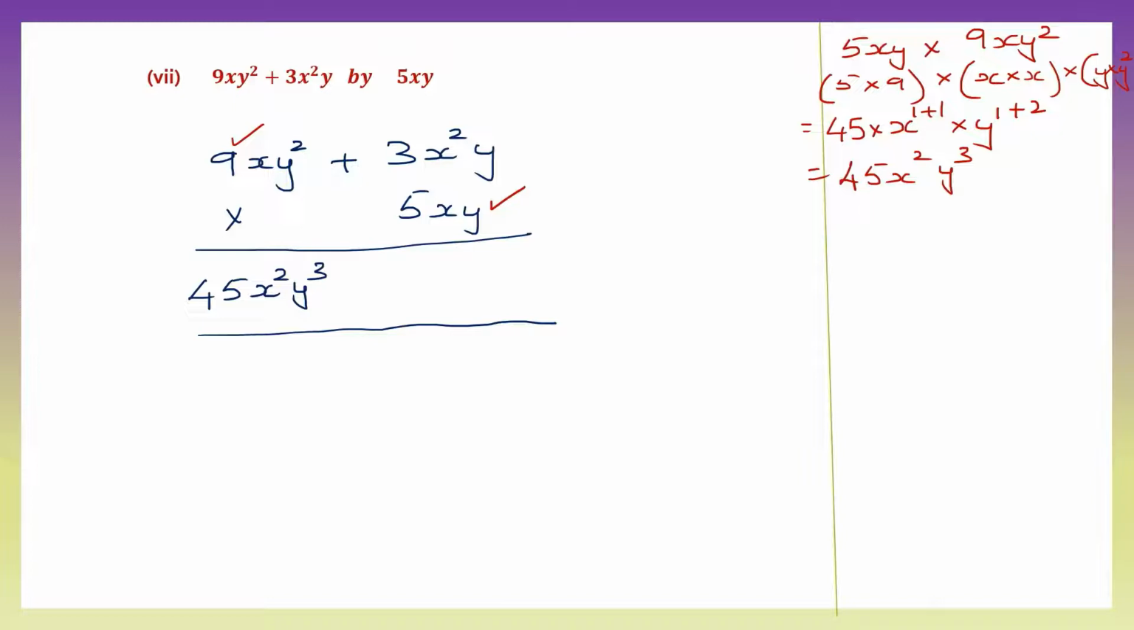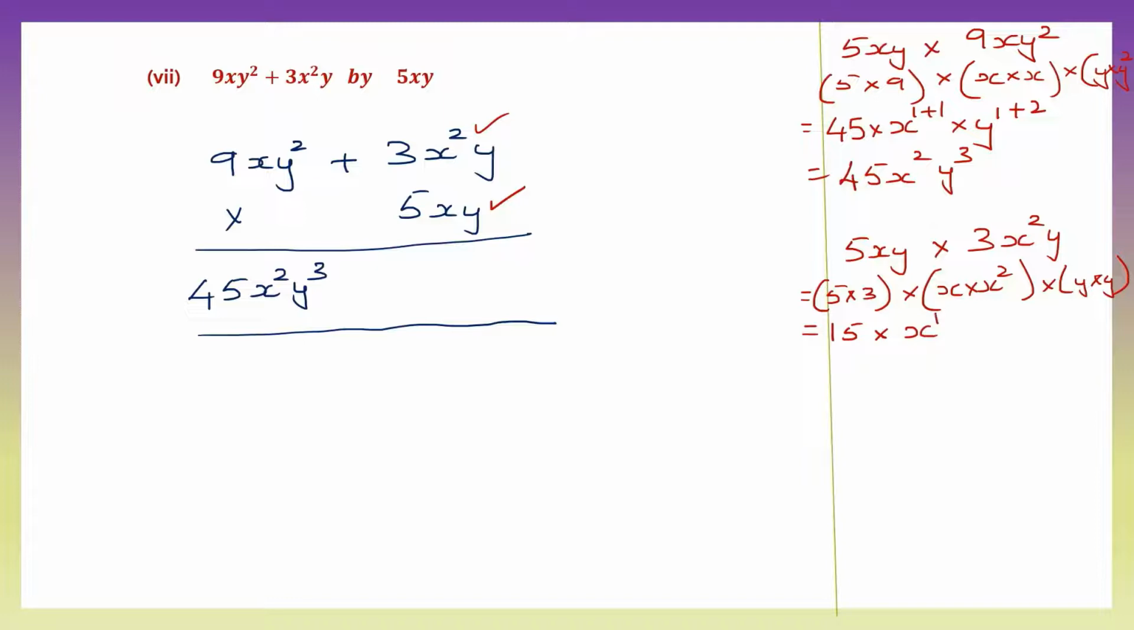Now let's multiply 5xy and 3x square y. So that is 5xy into 3x square y, which is 5 into 3 into x into x square into y into y. So 5 3s are 15 into x to the power of 1 plus 2 into y to the power of 1 plus 1. So this becomes 15 x to the power of 3 y to the power of 2. So the sign is plus and the number is 15 and x to the power of 3 and y to the power of 2.